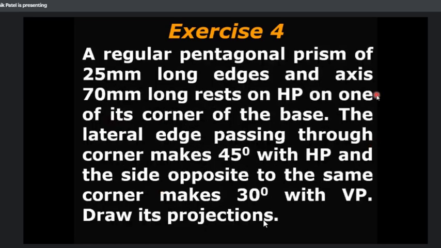So in the second line, now read the second line. The lateral edge passing through the corner makes 45 degree with HP. 45 degree with HP. So what is the meaning of that? Your corner here is D. Now lateral edge means you will see your elevations part, so the perpendicular edge you have inclined to the HP plane at 45 degree.